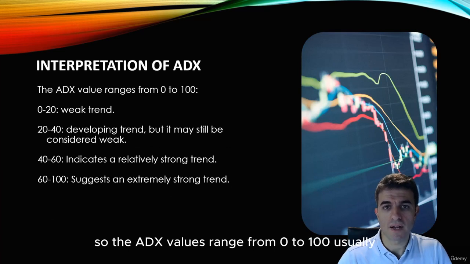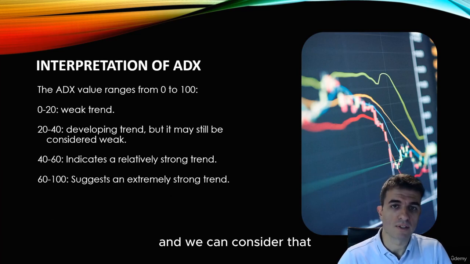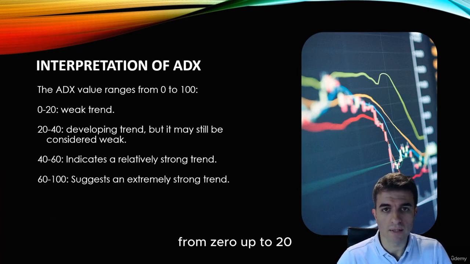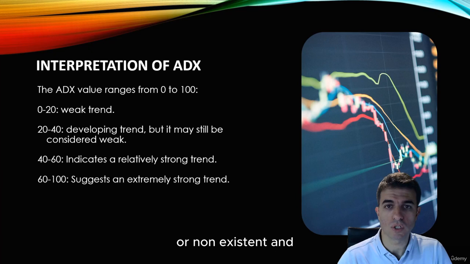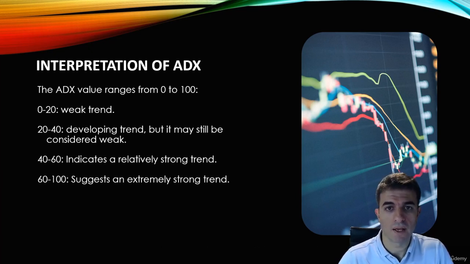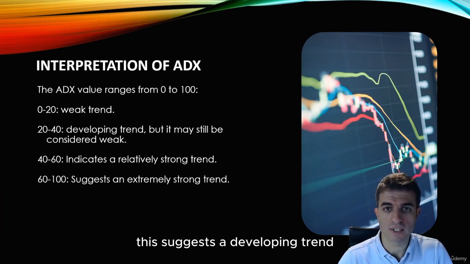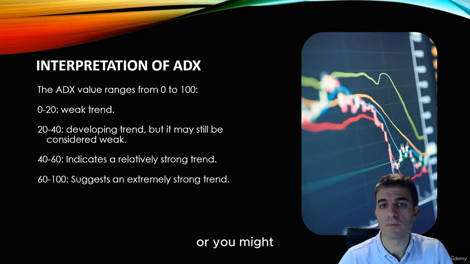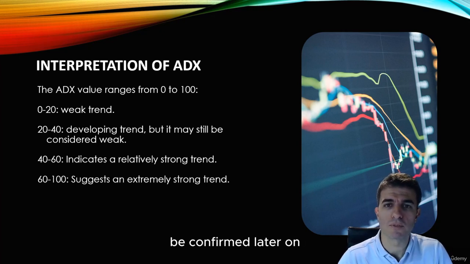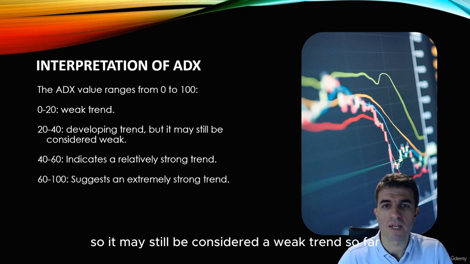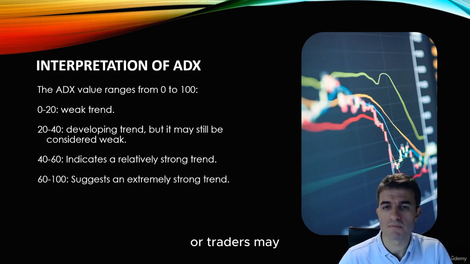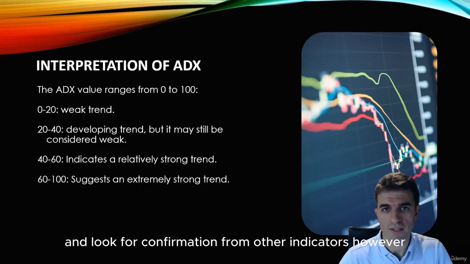So the ADX values range from 0 to 100 usually, and we can consider that from 0 up to 20, this indicates a weak or non-existent trend. Traders might avoid trading in such conditions. And if it's between 20 and 40, this suggests a developing trend. So you might want to wait a bit to check if it's going to be confirmed later on. It may still be considered a weak trend so far, so traders may be very cautious and look for confirmation from other indicators.